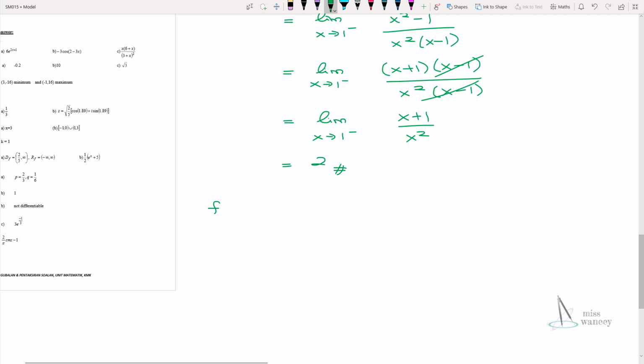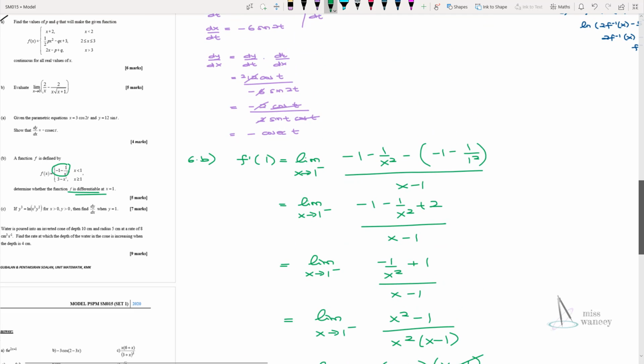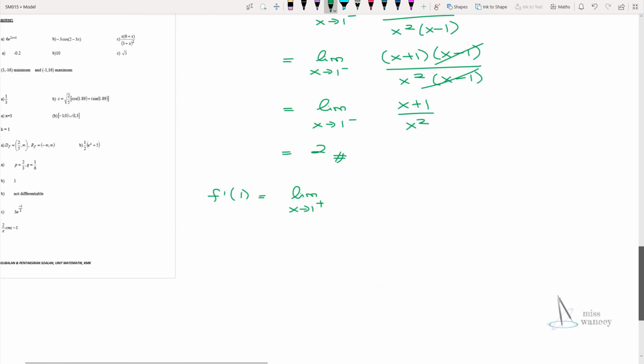Okay, so another one, f prime of 1. So this is the limit for x approaching 1 on the right hand side. So I have to refer back. What is the function? 3 minus x squared. Oh, thank goodness, the function is very nice.